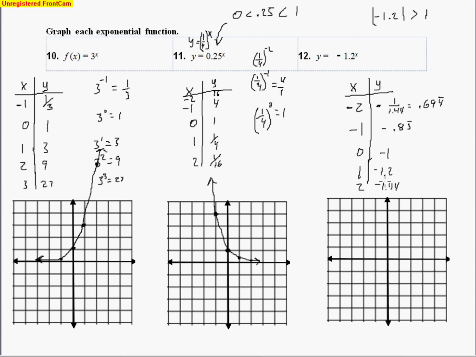So let's see what this looks like. I'll start down over at negative 2, and I end up going down 0.6944, so it's going to be somewhere right around in this region here. And then I go to negative 1, over, I go 0.83, so about right there, and at 0, I just go down to negative 1. Then 1 space over is going to be 1.2 down, and 2 over, 1.44.